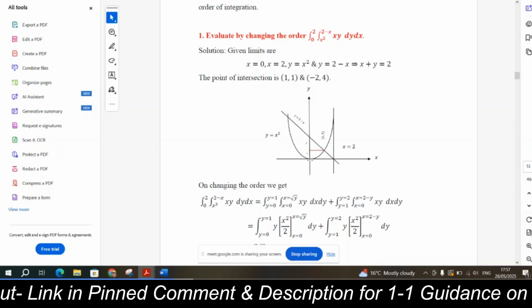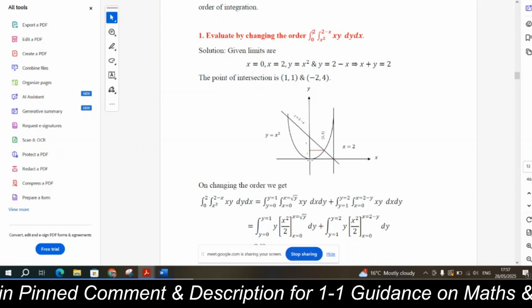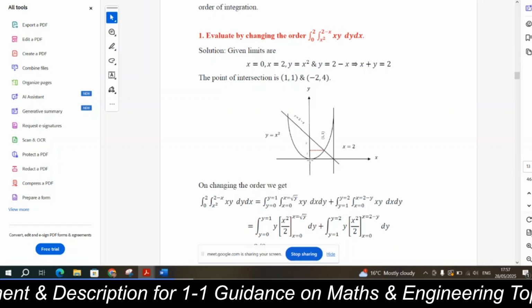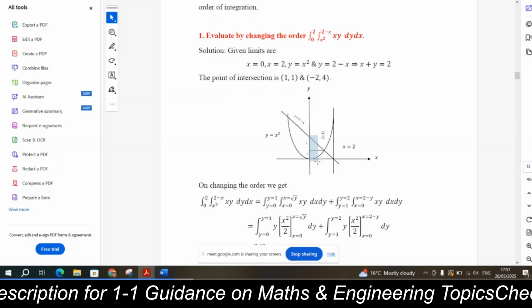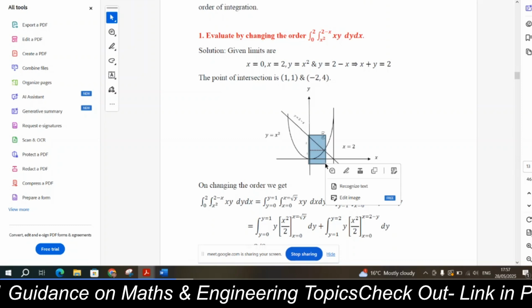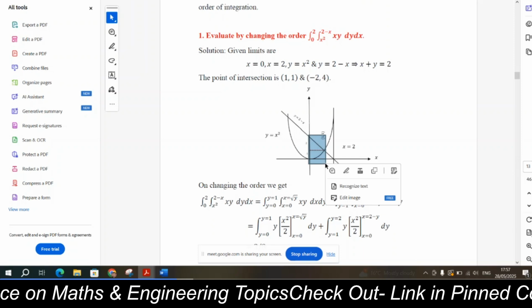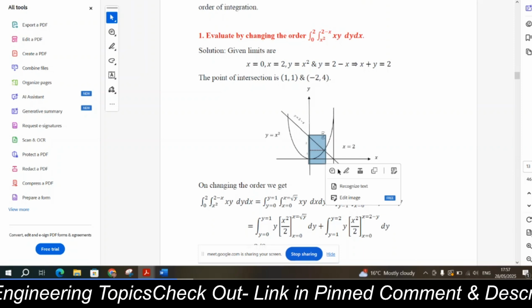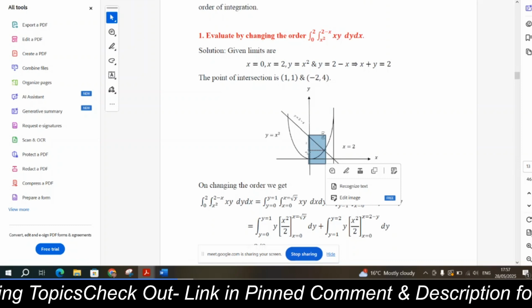One second. Yeah, 0 to 2 were x limits. X equal to 0 is your y-axis. X equal to 2 is this line. Okay. So you have to find this particular area. Is this clear? Yes, sir. Okay, not the entire thing.